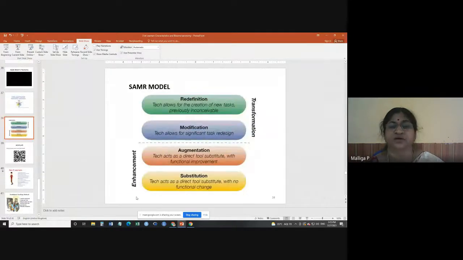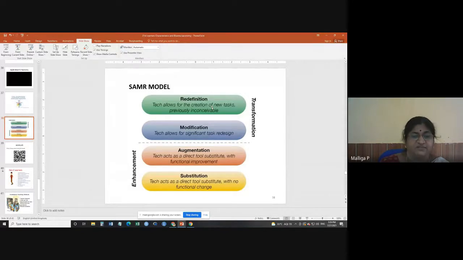So this is what? SAMR: Substitution, Augmentation, Modification and Redefinition. That is the long form. So the first letter, we call it the SAMR model. It can be at any level. Either it can be mere substitution or augmentation. But if you want to transform or redefine, it has to be redefined, right?